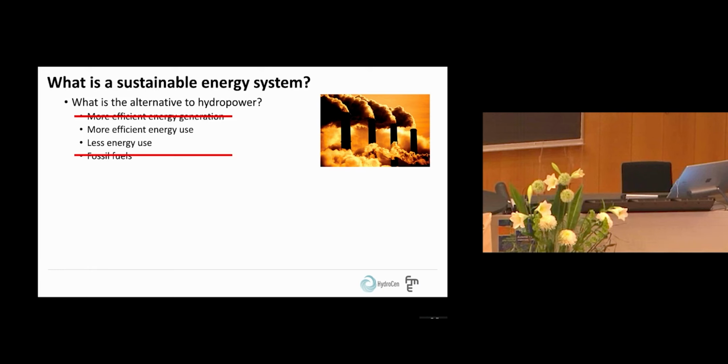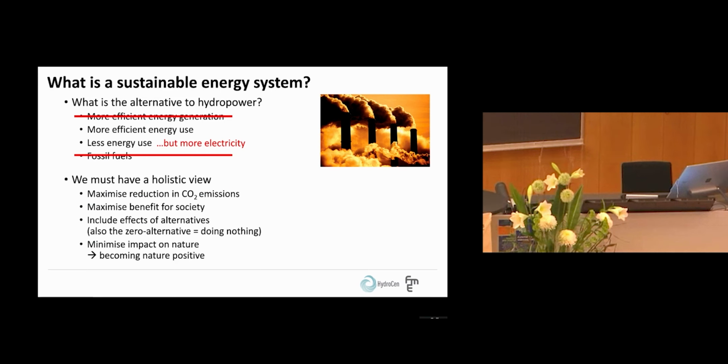We can make things more efficient, and we can use less energy, but we need more electricity to get rid of those things that don't run on electricity today. So what is the alternative? I miss that in the debate. If we don't develop hydropower, what will we develop then? Or are there better alternatives? In some cases there are, but we have to look at that.